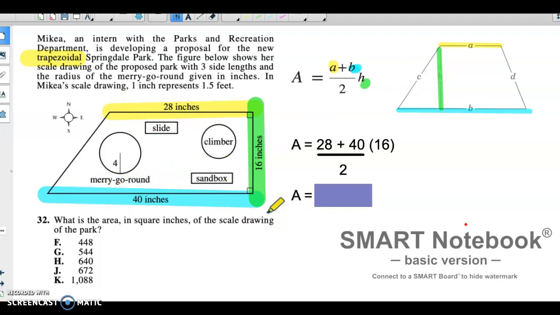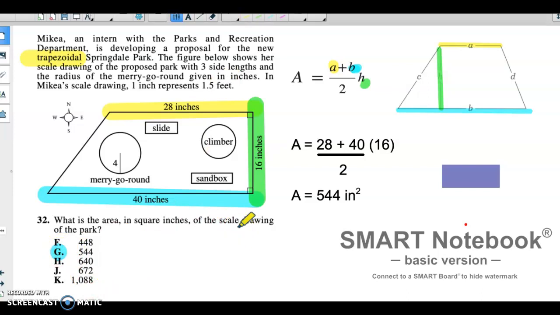So A plus B divided by 2 times the height. So in our trapezoidal park, the height is 16 inches. So to use this formula to find the area, you're going to do area is equal to 28 plus 40, those are your 2 bases, divided by 2 times 16, because 16 is the height. And then once you just type that in your calculator, you're going to get that the area is 544 inches squared, which means the answer here is letter G.